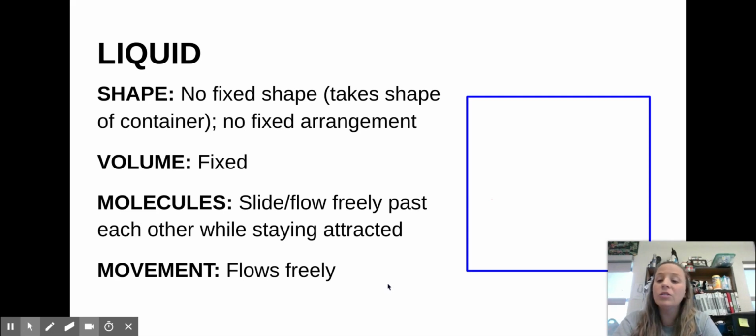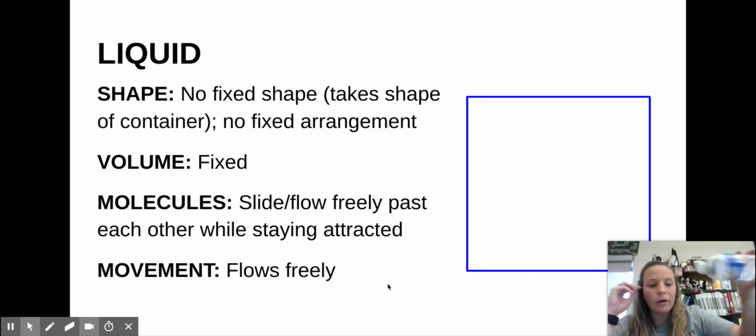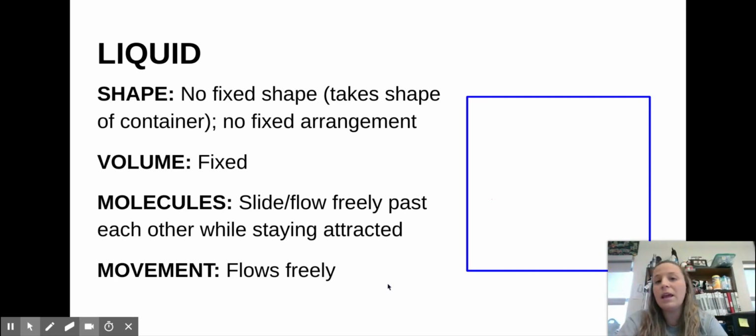However, the volume is fixed. This amount of water, the volume in here, is the same amount of water as when I tip it like this. The volume has not changed. If I pour it out onto the desk, it's the same amount of water. It's just now on the desk and not in the bottle. Okay, so the volume is fixed. However, the shape can change.